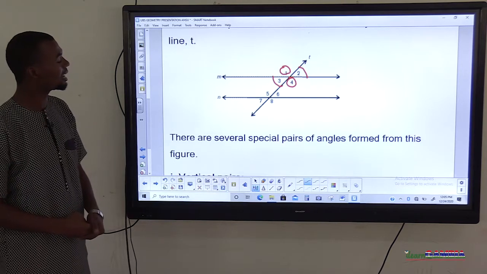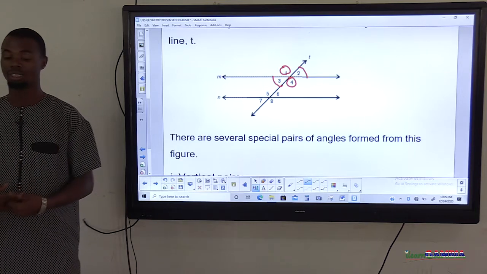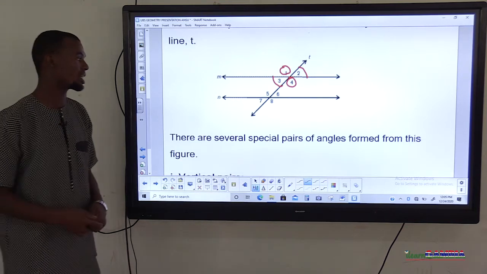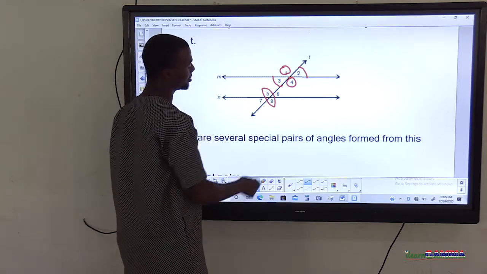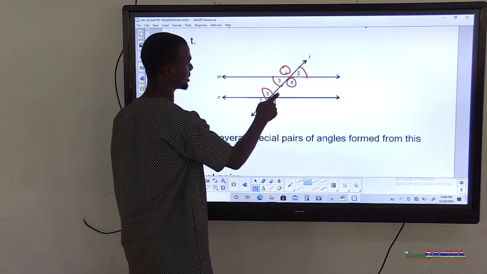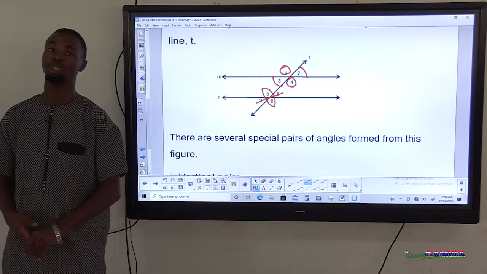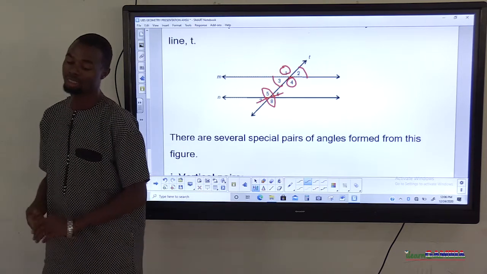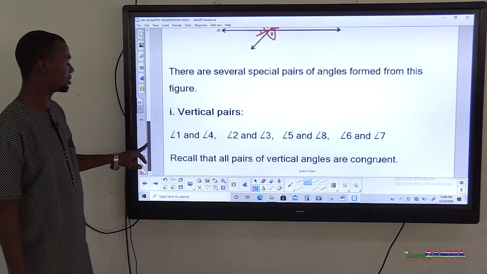Then you have angle 5 and angle 8 are also vertical pairs. Angle 7 and angle 6 are also vertical pairs. So these are called vertical pairs, or we commonly call them vertically opposite angles.